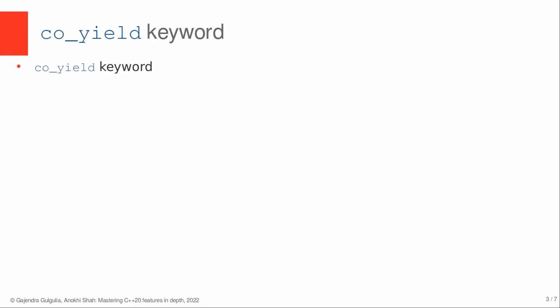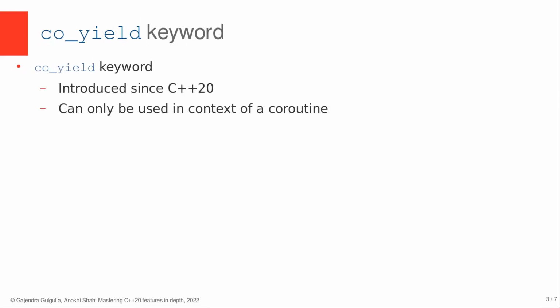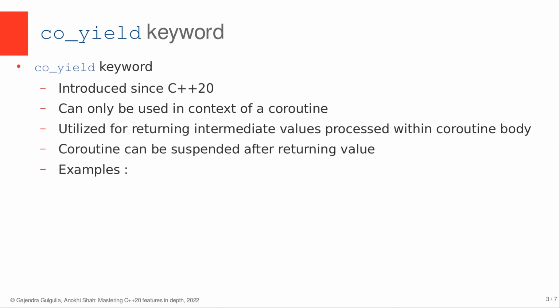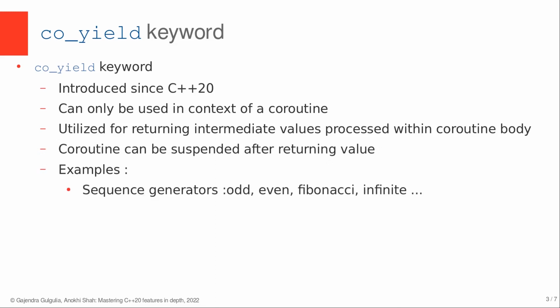The co_yield keyword has been introduced in C++ 20 and can only be used in the context of coroutines. It can be utilized to return intermediate values processed within the body of the coroutine, and the coroutine can be suspended after the value has been evaluated with co_yield. The most common use cases are sequence generators like odd, even, infinite, Fibonacci, etc., and usage as generators in range-based for loops.